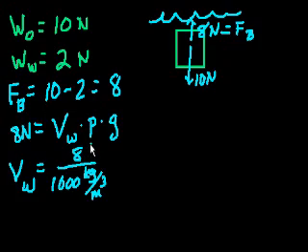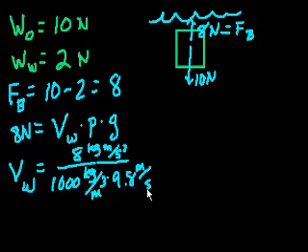So a newton is what? Kilogram meter per second squared. And then what's gravity? It's 9.8 meters per second squared. And if we look at all the units, they actually do turn out, you end up having just meters cubed. But let's do the math.